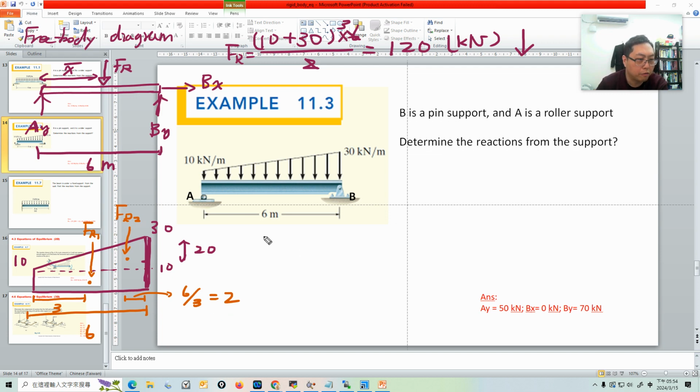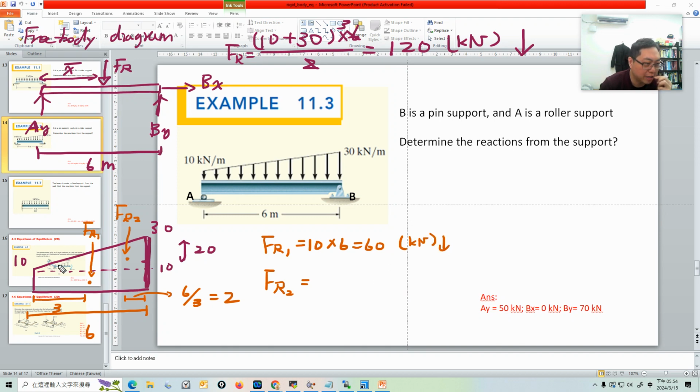Okay, and what is FR1 and FR2? It's the same. The resultant force is just equal to the area under the curve. So the area for FR1 is the area of the rectangle. So it's 10 times 6, which is 60 kilonewton, and downward.